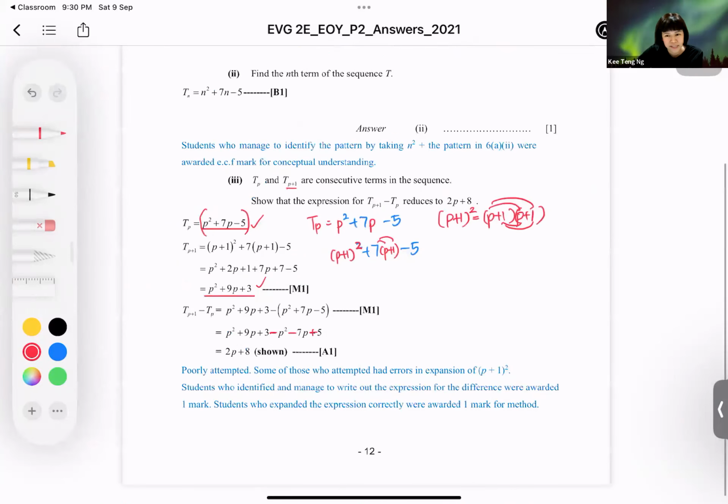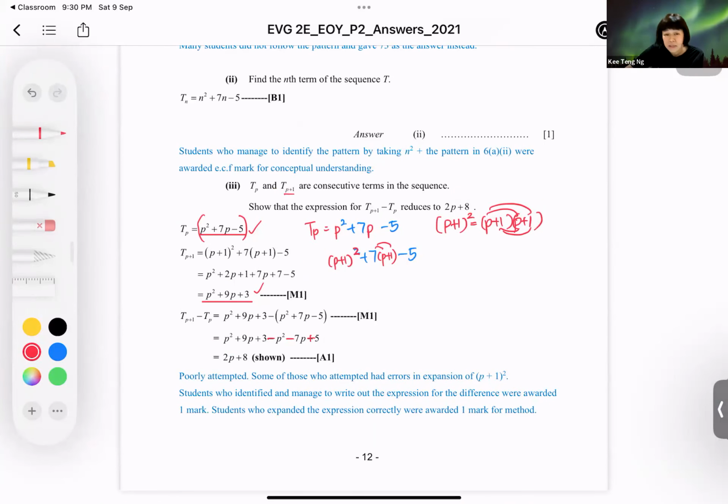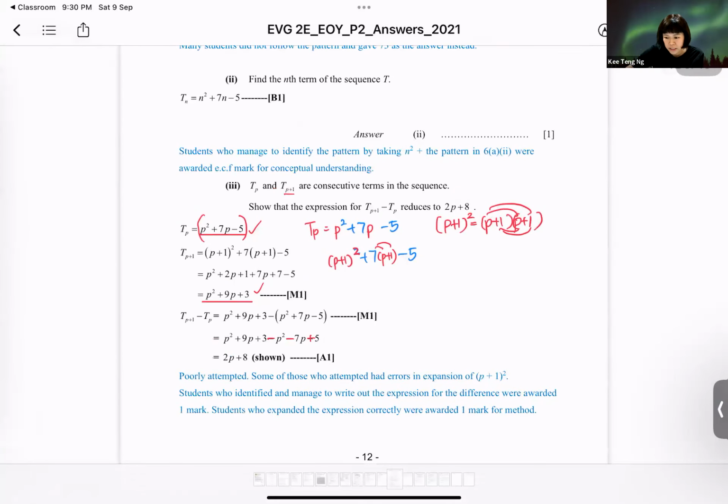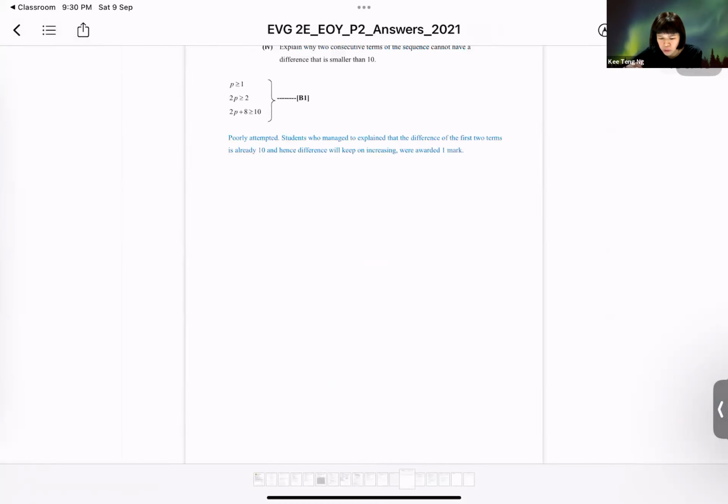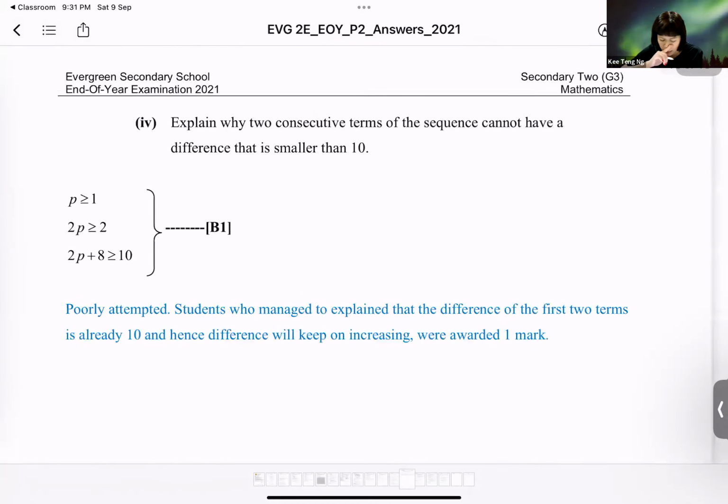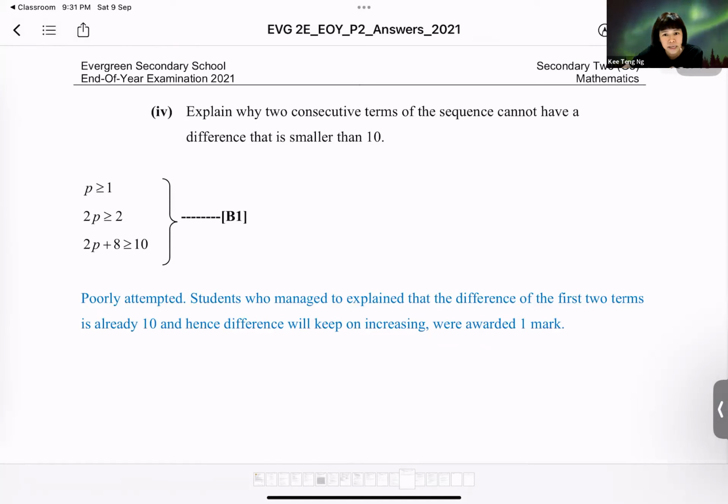Have you gotten the answer? If yes, then we're going to go through the next question. I think it's the last few questions already. Oh no, there's still more. Explain why two consecutive terms cannot have a difference that's smaller than 10.